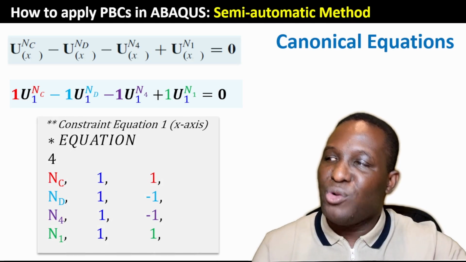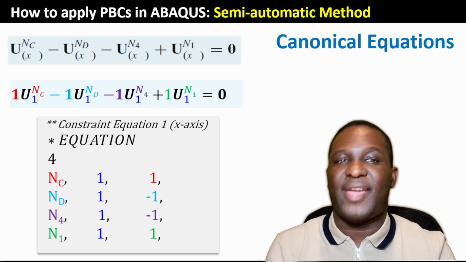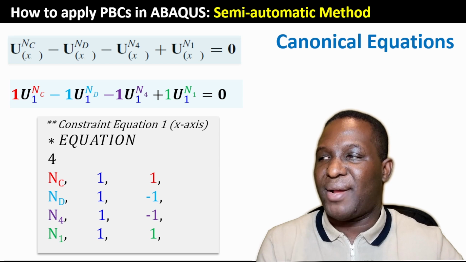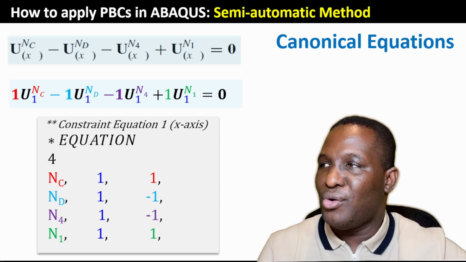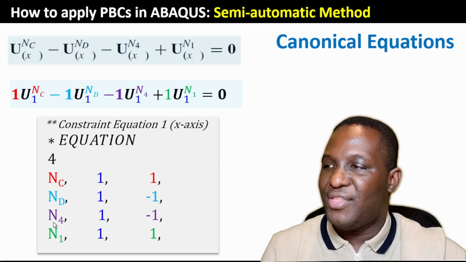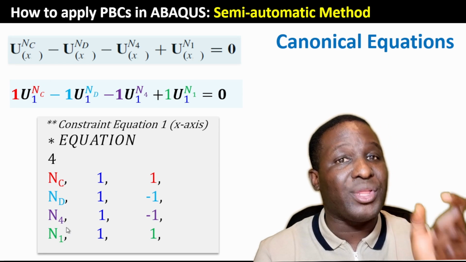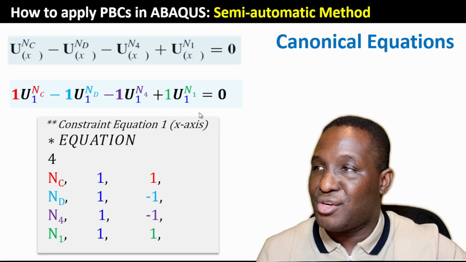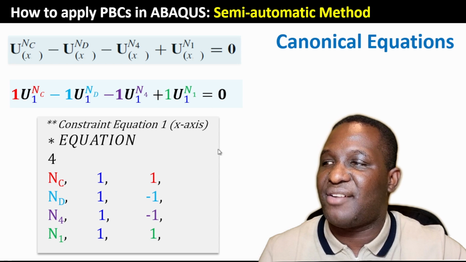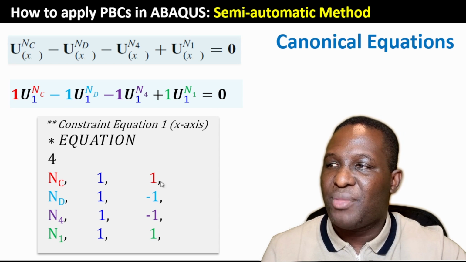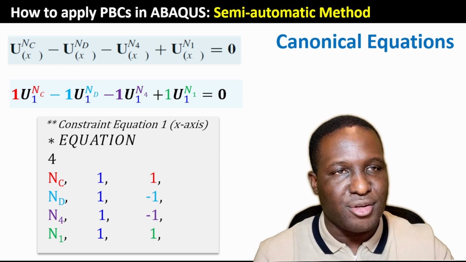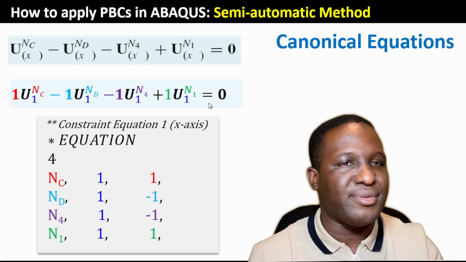So this is what the *EQUATION looks like. Constraint equation 1, which we are going to use to implement this periodic boundary condition in ABAQUS just for node C, will look like this: node C, node D, node 4, node 1. The node number appears first, so we have to tag these nodes and give them a number. The direction of action of those displacements, in this case the x direction, comes next after a comma. The third column is the coefficient of this canonical equation. Then the number 4 tells us there are 4 terms in this equation.